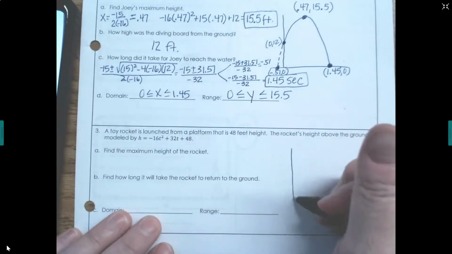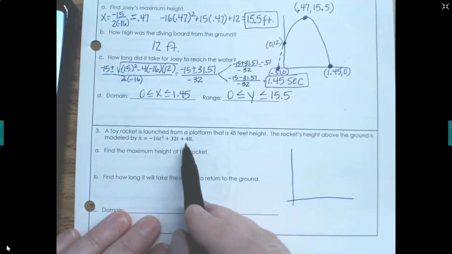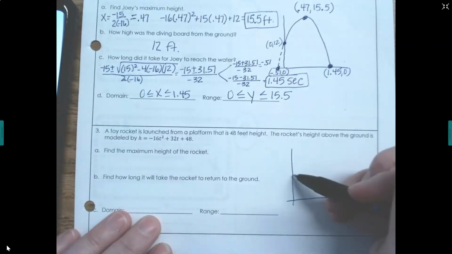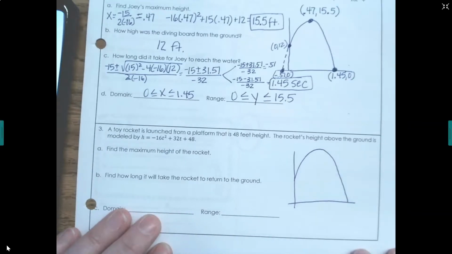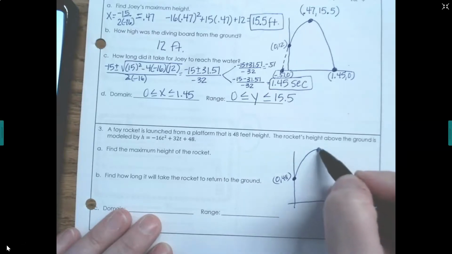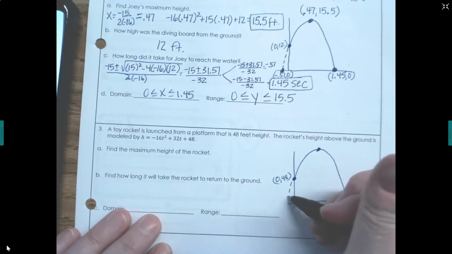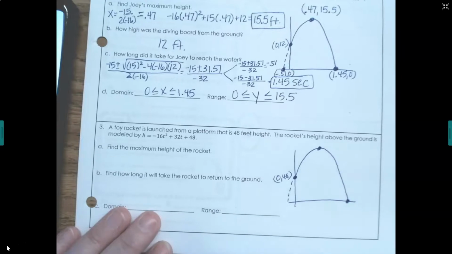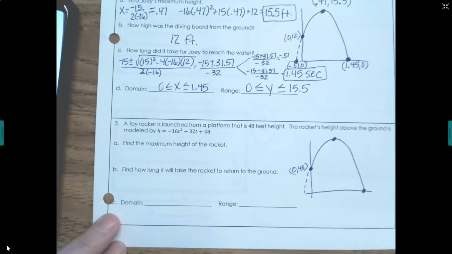So let's kind of visualize what this is going to look like. Here's our real world quadrant. The rocket starts off the ground 48 feet. It's going to go up, and it's going to come down, and it's going to hit the ground. Okay, so that's your y-intercept at 0, 48. We want to know the vertex, and we want to know the intercept. There is going to be a negative x-intercept right there. That's not important to us. It's not in the real world. We're just going to ignore it.